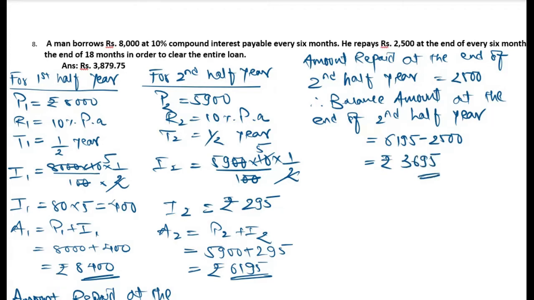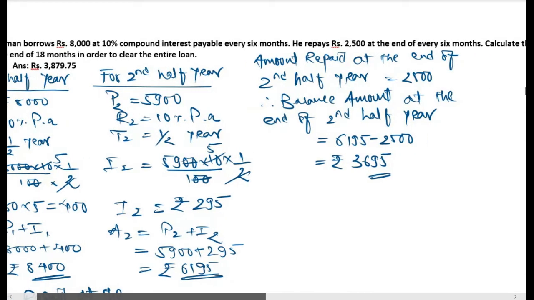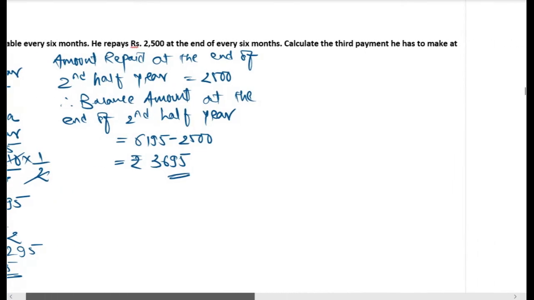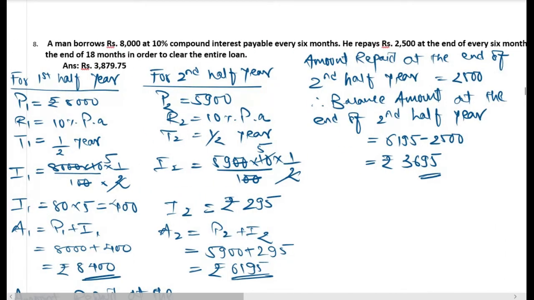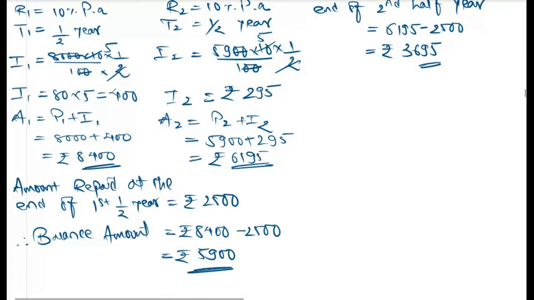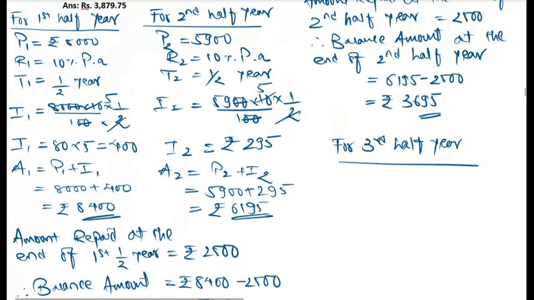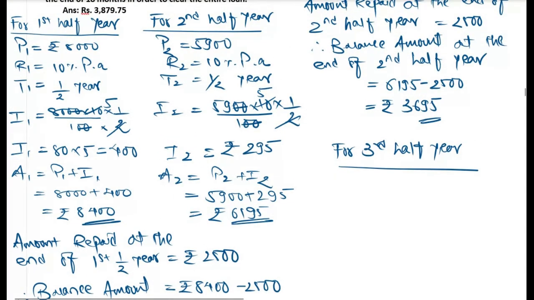Right, so this is the balance amount at the end of the second half year. Now calculate the third payment he has to make at the end of 18 months. So we have to go for one more half year, the third half year, the last half year. The calculations are long, but that is how it is. I'm going to give you more time for this, don't worry about it.